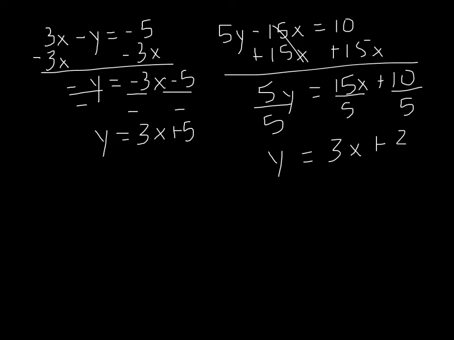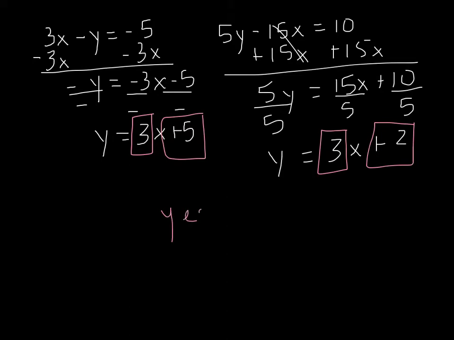Okay, so let's look. Slopes, both are 3, so we're good there. Y-intercepts, 5 and 2, two different ones. We are good. So yes, they are parallel. Alright, let's check out the next try.